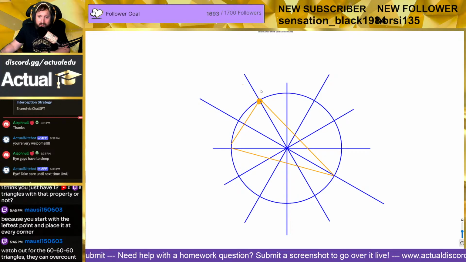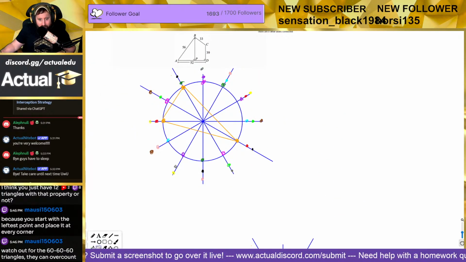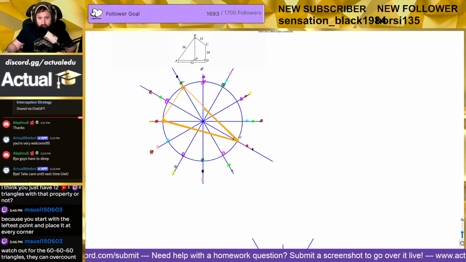Watch out for the 60-60 triangles. They can overcount. Yeah, right. Okay, so we agreed we can get... And here, let me make this color a little thicker. Let me make it super thick. Okay. So here we can have 12 combinations.